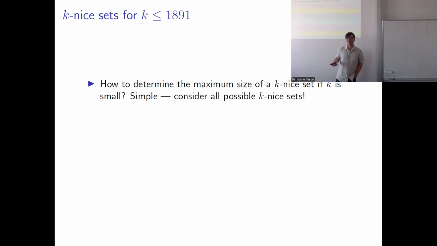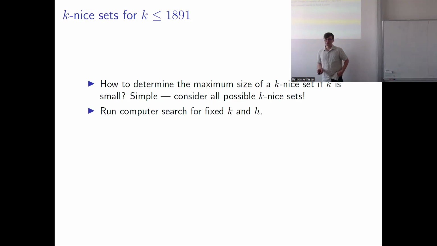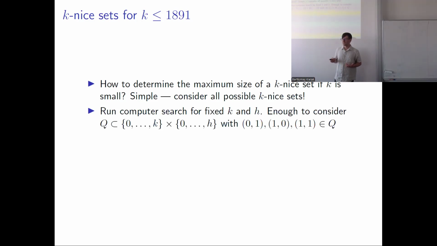And now we apply the simplest solution possible. We just consider all possible k-nice sets, which maybe sounds ridiculous, but of course we don't do it ourselves. We just run some computer program. And again, if we are careful and we realize that we don't have to consider all of them, but we can actually restrict our attention to those which satisfy certain conditions, then we can actually do this computer search in a finite time, like a couple of hours or maybe days. But it is doable. And I think that's all that I wanted to say.